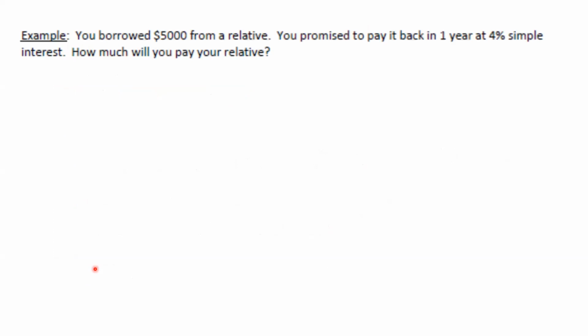So let's do this example. Suppose you borrowed $5,000 from a relative. You promised to pay it back in 1 year at 4% simple interest. How much do you end up paying your relative? Make sure that you're filling out these notes as you're doing this, because you're going to reference the formula that we looked at on the previous slide. If you want to practice this, go ahead and practice on your own. Hit pause and give this one a try.